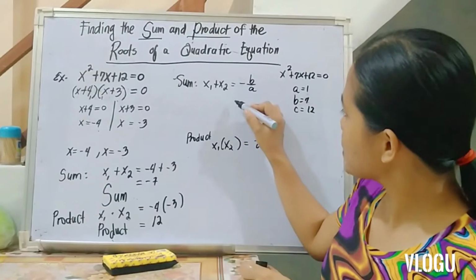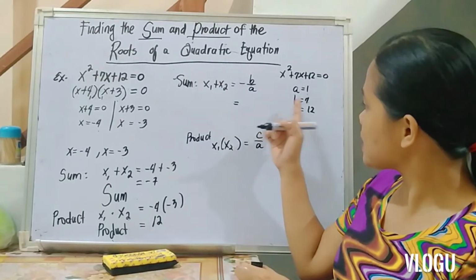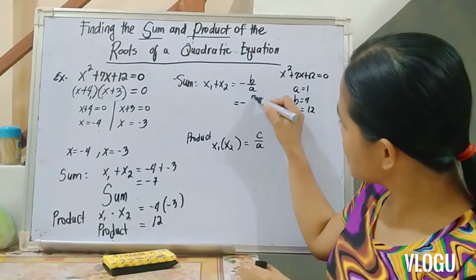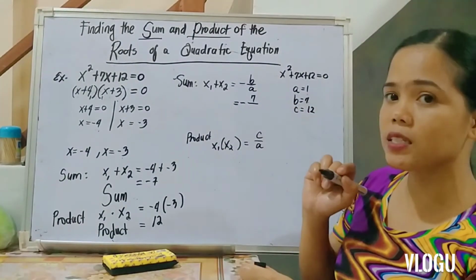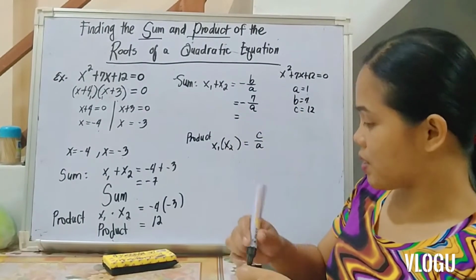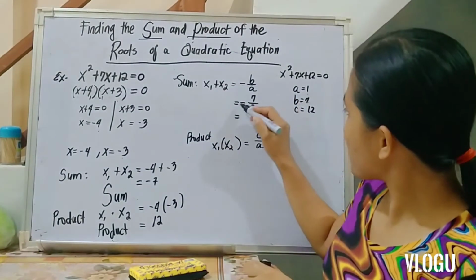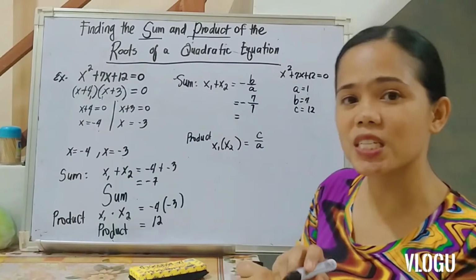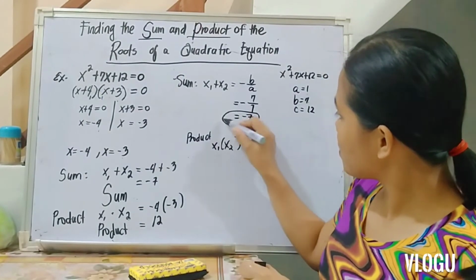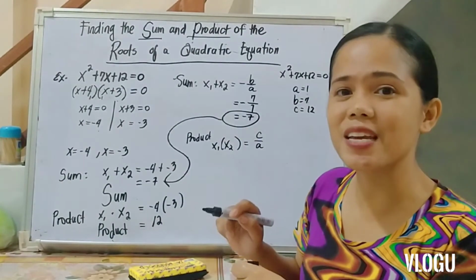So x sub 1 plus x sub 2 is equal to negative b over a. The value of b is 7, so we copy the negative sign, and then the value of b is 7, and the value of our a is 1. So we have negative 7 over 1, which is just equal to negative 7. So therefore, we have the same answer. The formula really works.